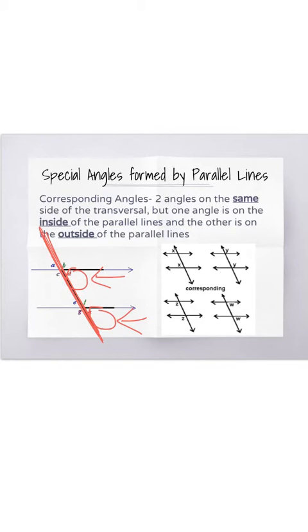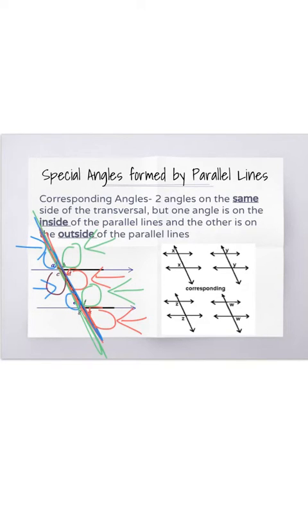You can also see that angle A and angle E are on the same side as the transversal, but one is inside the parallel lines and one is outside. So angles A and E are corresponding angles. You also have B and F. They're on the same side of the transversal, but one is inside the parallel lines and one is outside. So B and F are corresponding angles.